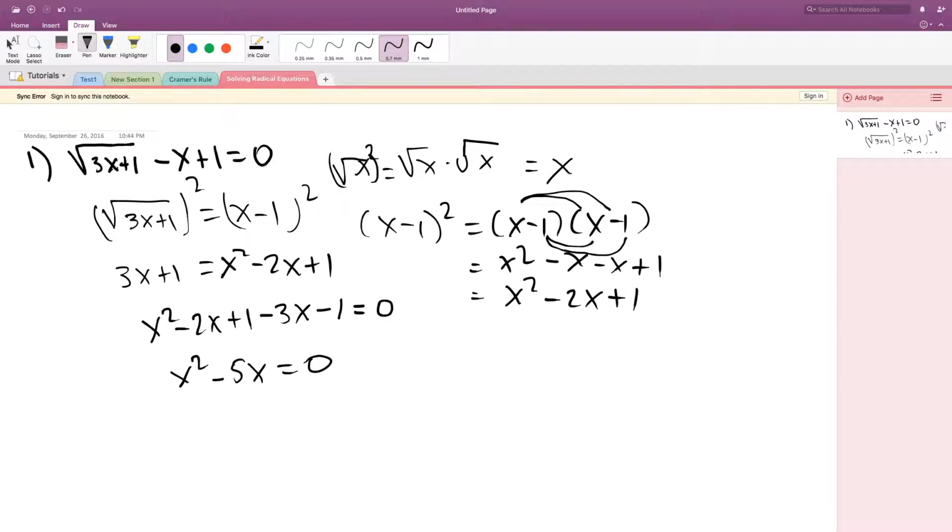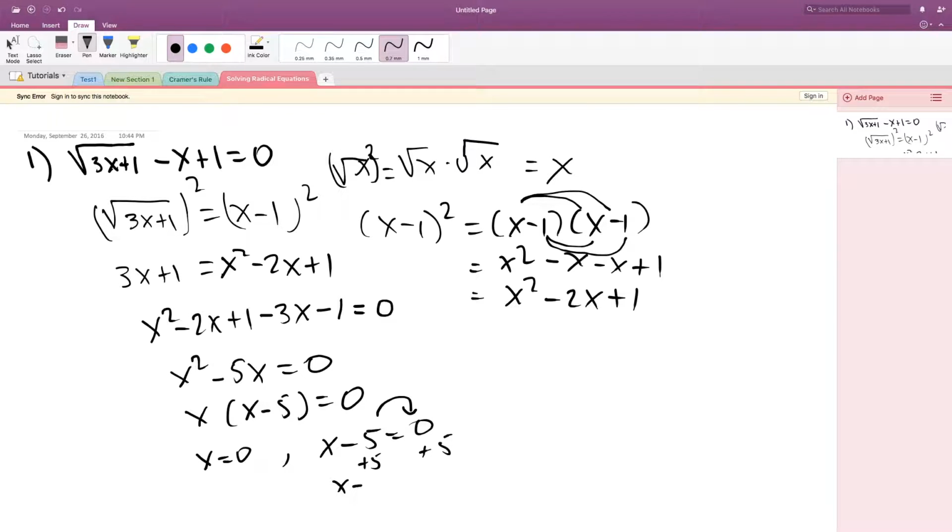Now let's factor out x. So x times x minus 5 equals 0. So therefore x equals 0. That's one solution. Another one is, let's solve this. Let's move 5 to the other side. So plus 5, plus 5, x equals 5. So there are two solutions. One is x equals 0, and the second is x equals 5.